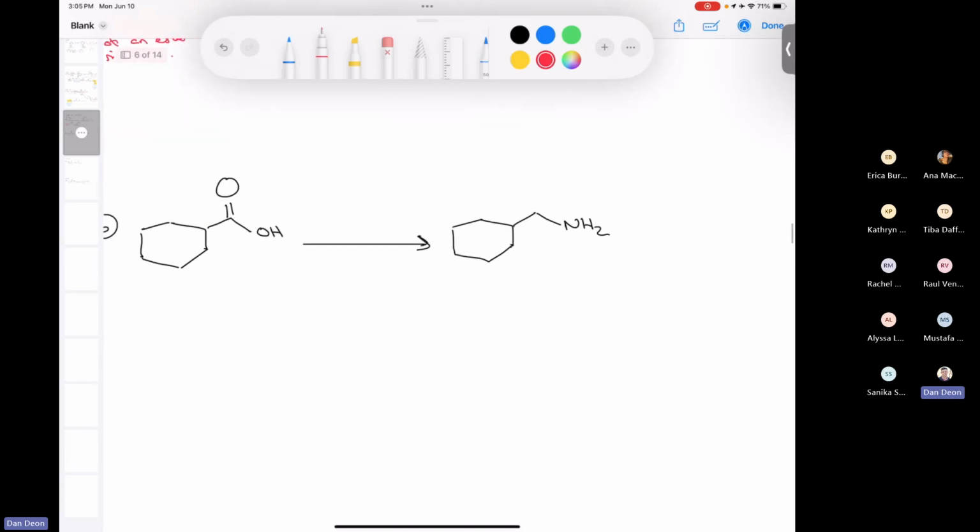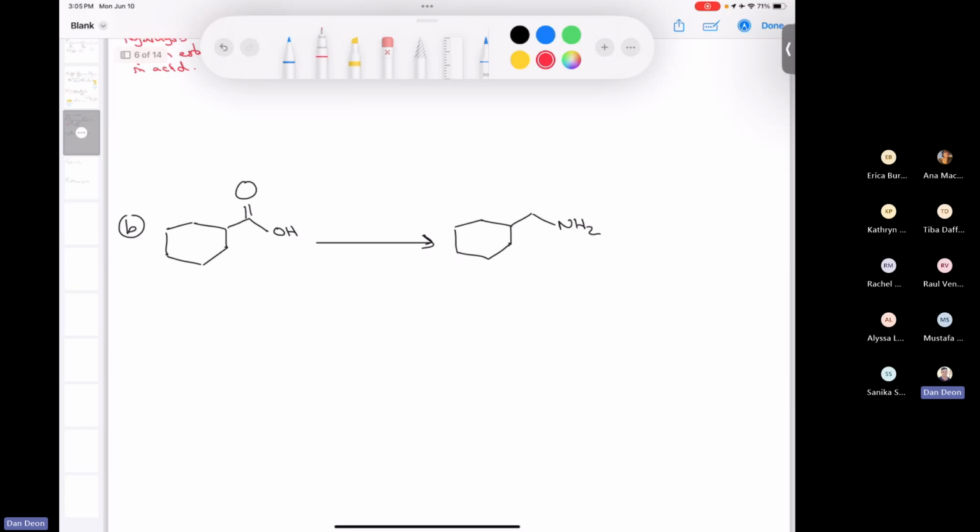The next one, and again, this is still 20.30. We're taking a carboxylic acid and we're converting it to a primary amine. In terms of a retrosynthesis for this one, the best idea would be to make the primary amine from the amide, because if we have the amide, which we can make from the acid chloride, of course, we can just reduce that with lithium aluminum hydride, and that's going to give us the primary amine after workup with water.